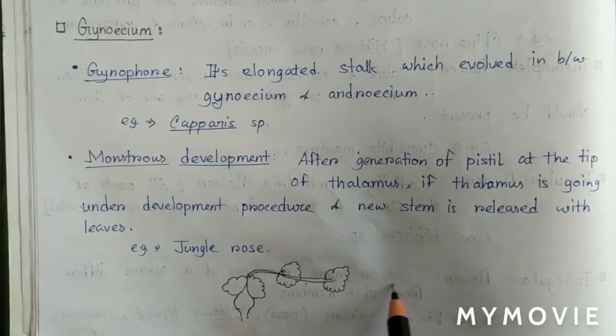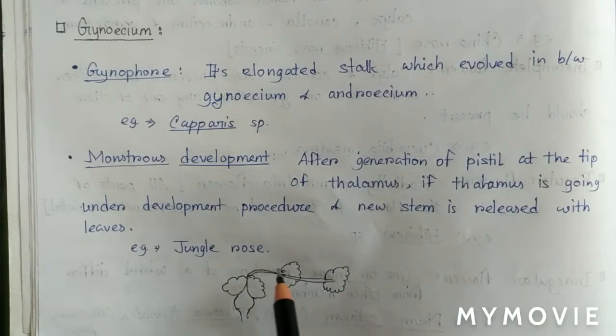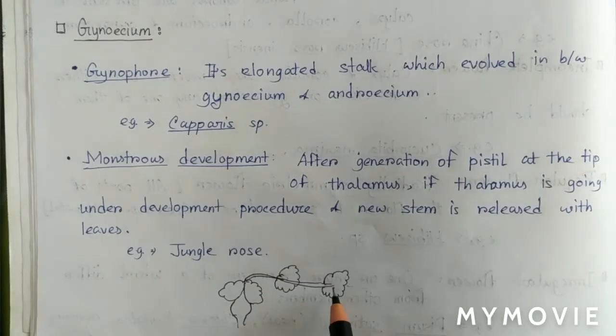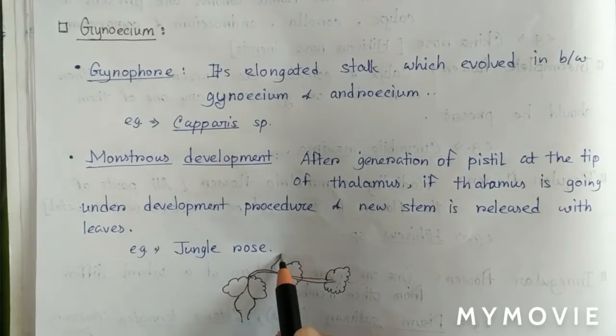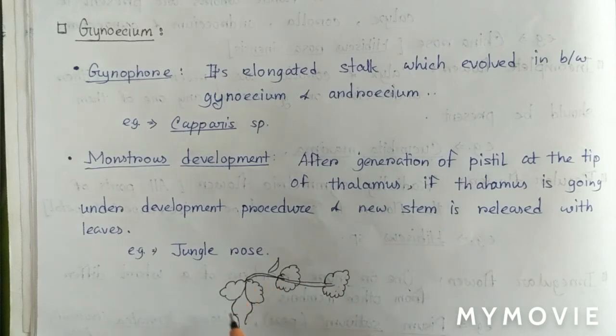This process continues. This type of development is known as monstrous development, and not only flowers but also leaves are developed here. So this type of development is monstrous development, which we generally find in jungle rose, not in our common rose species. It's found in jungle rose species.